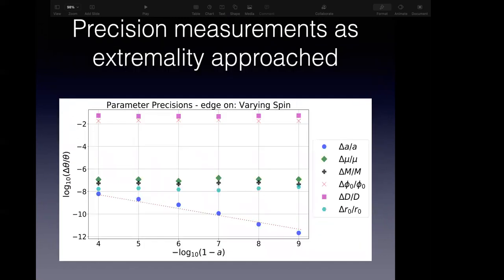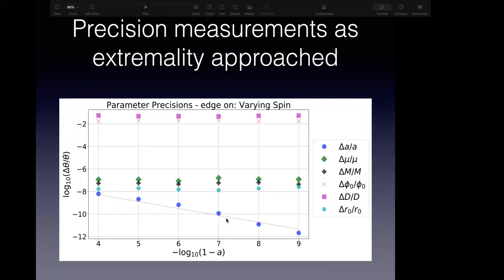And then finally, we took the spin parameter towards unity, and you can see that the spin parameter precision increases exponentially. Okay, so the more near extreme your black hole is, the better you'll be able to recover the spin parameter itself. Okay, so can I ask a question here?